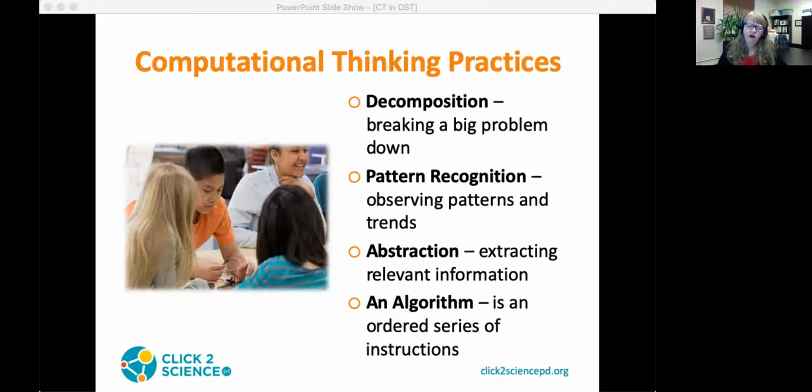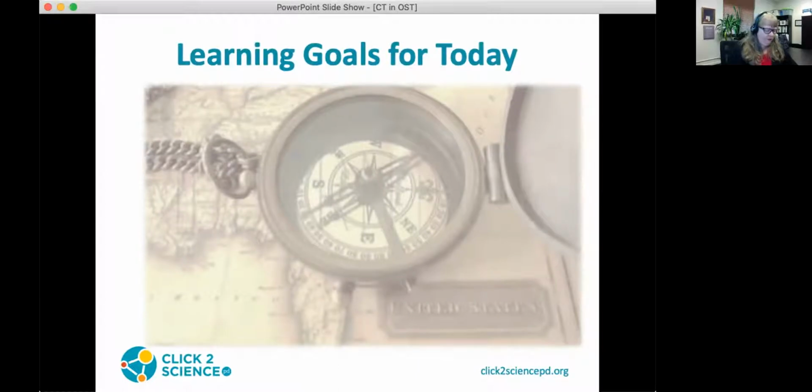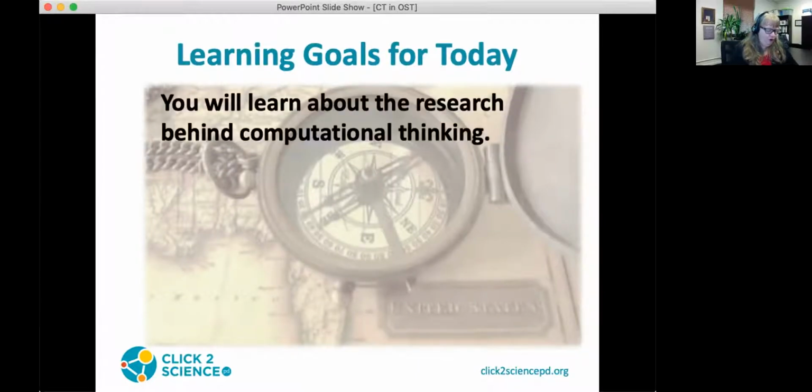So when I started thinking about computational thinking in these terms and realized that I'm using these practices, it made it easier for me to think of different ways that I could incorporate computational thinking into after-school activities. And that's what we want to think about today, is really how can we make this fun and appropriate for our after-school programs. Our learning goals for today's webinar are to learn about the research behind computational thinking.